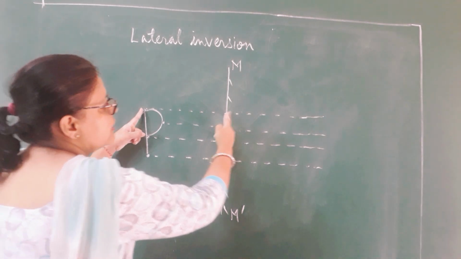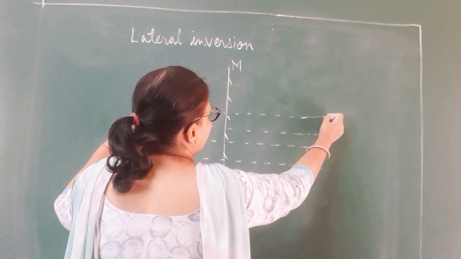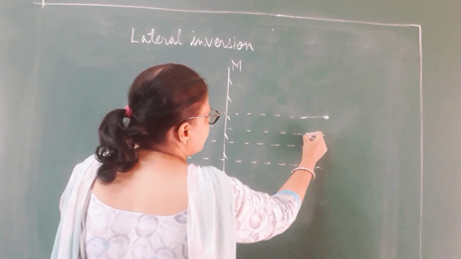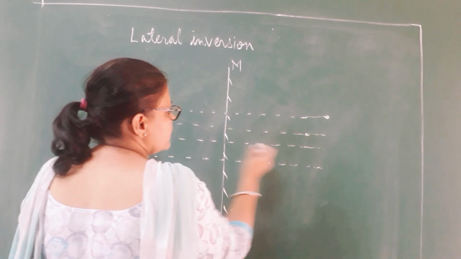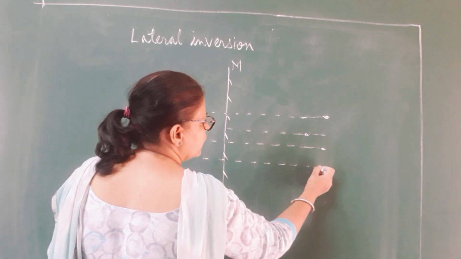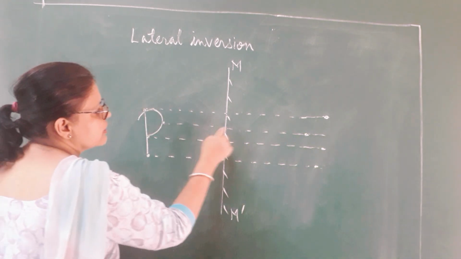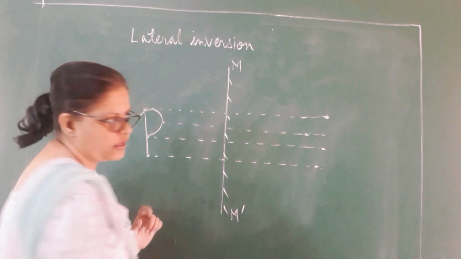First, you will measure this distance and you will take the same distance and put a dot. Then you measure this distance, put a dot. Then you measure this distance, put a dot. And finally, you measure the 4th and put a dot. So, one by one, you will measure all the 4 distances and keep on putting dots.